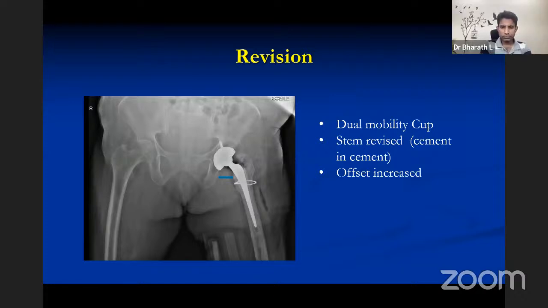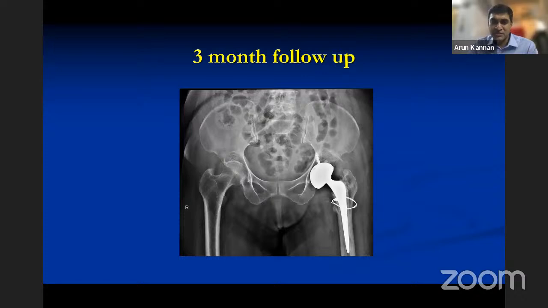So I revised it with a dual mobility cup. The stem was again revised to increase the offset and also to get a stem for a THR. So the stem was revised with a cement-in-cement technique again. This was the picture immediate post-op, and this was at 3 months. You can see that compared to the opposite hip, offset is reasonably well restored. But it was quite difficult to get it. There was a lot of scarring around, and it was fairly difficult to get this reduced after the offset was increased.